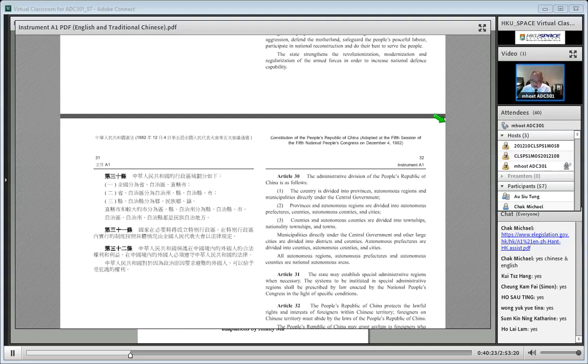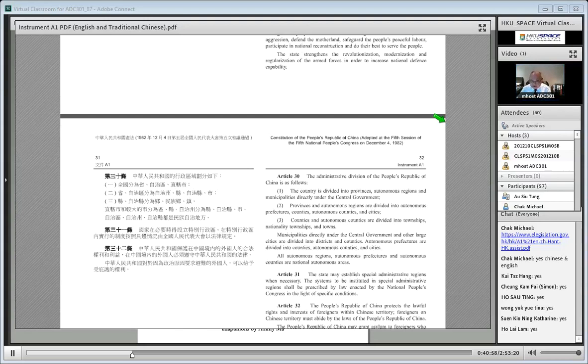And municipalities directly under the central government and other large cities are divided into district counties, autonomous prefectures, and so on. This would include, in Chinese, these are directly under the central government.